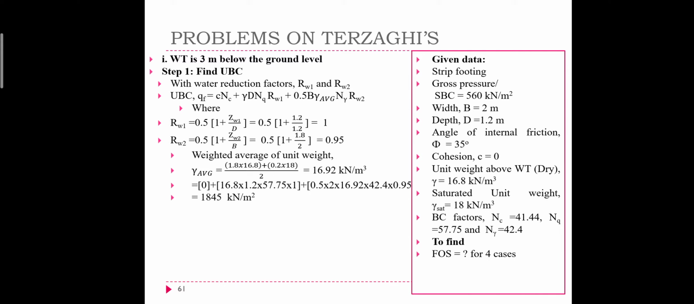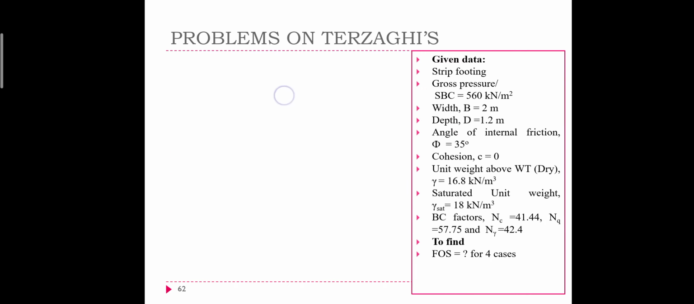After finding UBC, what is the second step? Find NUBC. How will you find NUBC? Just subtract gamma D from UBC. NUBC is equal to UBC minus gamma D. What is gamma D? Whatever you put in this gamma D, the same gamma D is used everywhere. The first gamma D you put in UBC is the same gamma D we used throughout. In this case it is 16.8 into 1.2. So you'll get 1824 kilonewton per meter square.